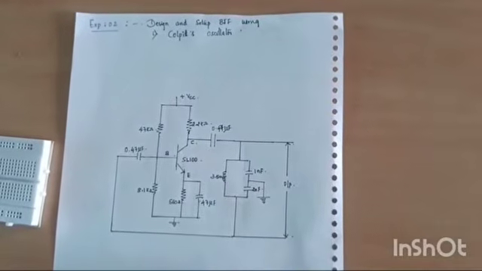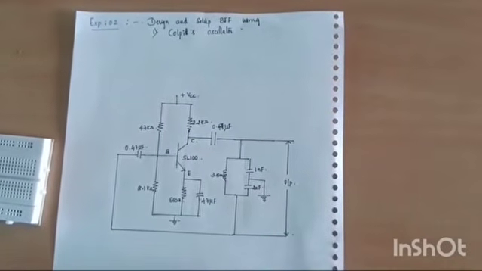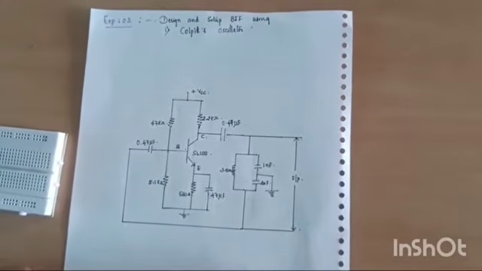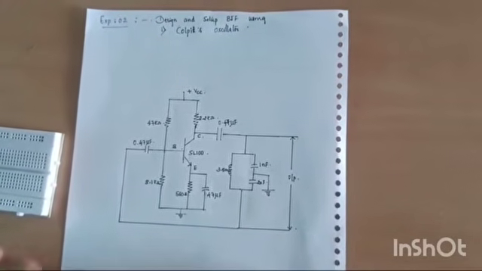Now, what do you mean by oscillator? An oscillator basically has to continuously generate oscillation. It is a self-driven circuit. That means without giving input, it has to produce a continuous oscillation.